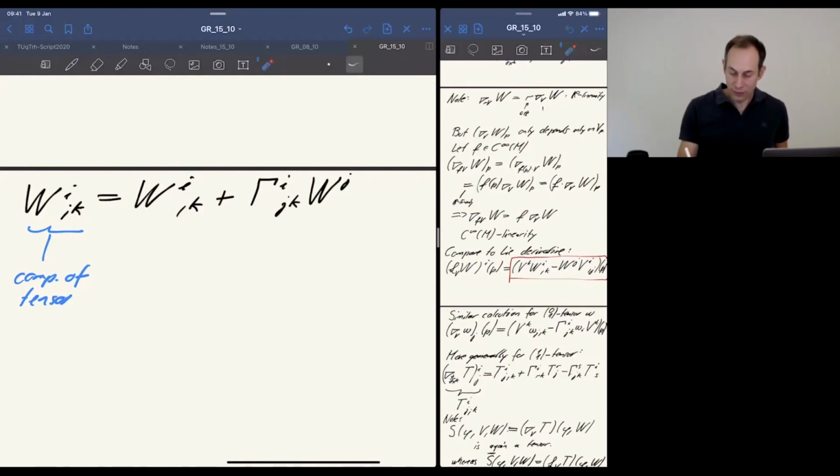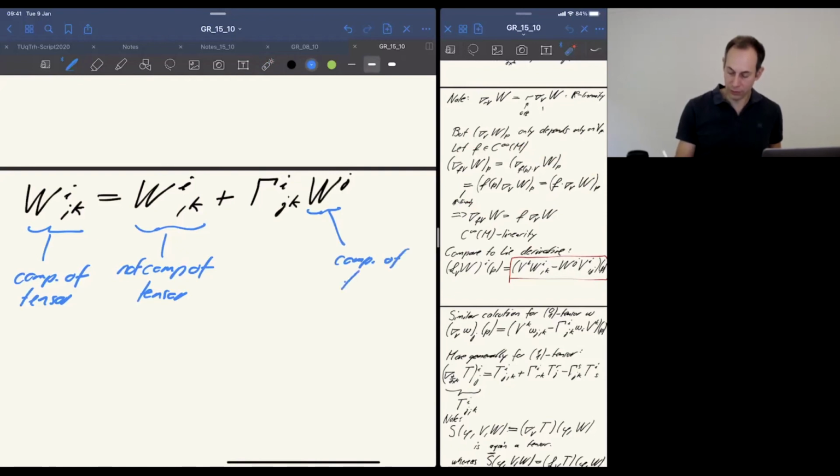However, if you now look at the individual terms on the right-hand side, a partial derivative, these are not the components of a tensor. Of course, these are again the components of a tensor. And this is just the components of a vector.